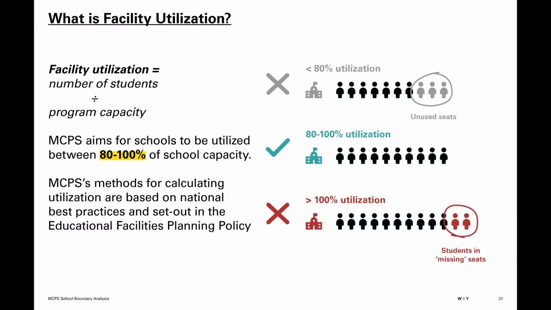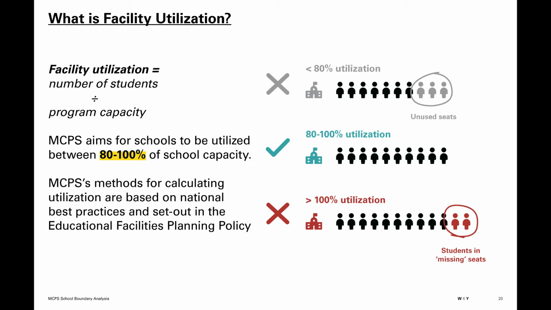The way that we define facility utilization is by dividing the number of students by the program's capacity. Program capacity means the number of seats available in each school. The number of seats corresponds to ideal classroom sizes. So, the number of seats in a kindergarten classroom will differ from the number of seats in a first through third grade classroom, and so on.